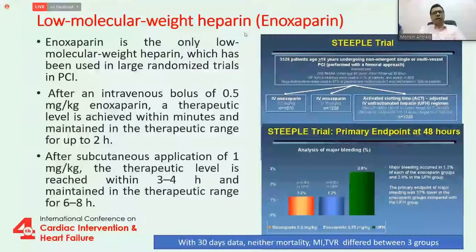Enoxaparin is the most commonly used drug in the cath labs and can be used in IV form. In the STEEPLE trial, there was IV enoxaparin 0.5 milligram per kg body weight, IV enoxaparin 0.75 milligram per kg body weight, and also IV heparin; it was a three-arm trial. They showed there was less bleeding with IV enoxaparin. In the 30-day data, mortality, MI, and revascularization were not different between the three groups. So you can use IV enoxaparin in the cath lab in CHIP procedures.